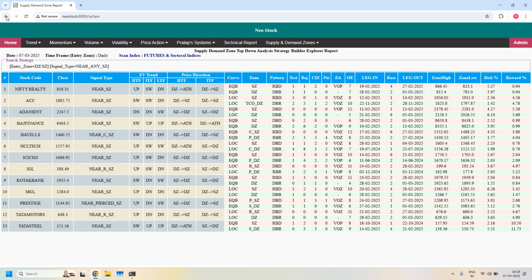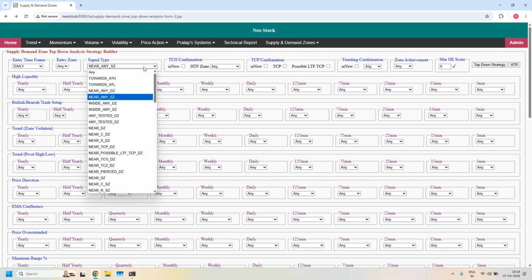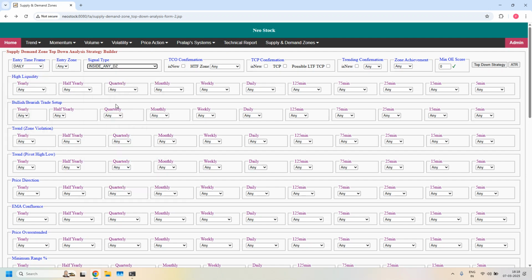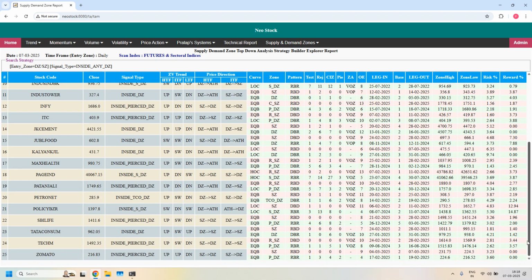Okay, next. For daily time frame, let us find the stocks where price closed inside daily demand zone. First 15 stocks in the list. I am scrolling the list down. So total 25 stocks are filtered where price closed inside daily demand zone. Let's verify out of these 25 how many daily demand zones are having daily EMA confluence.